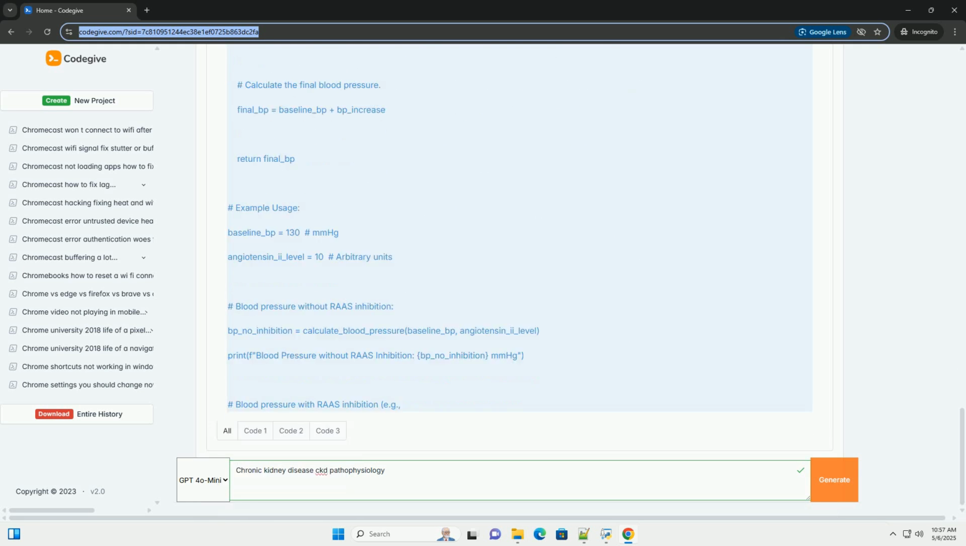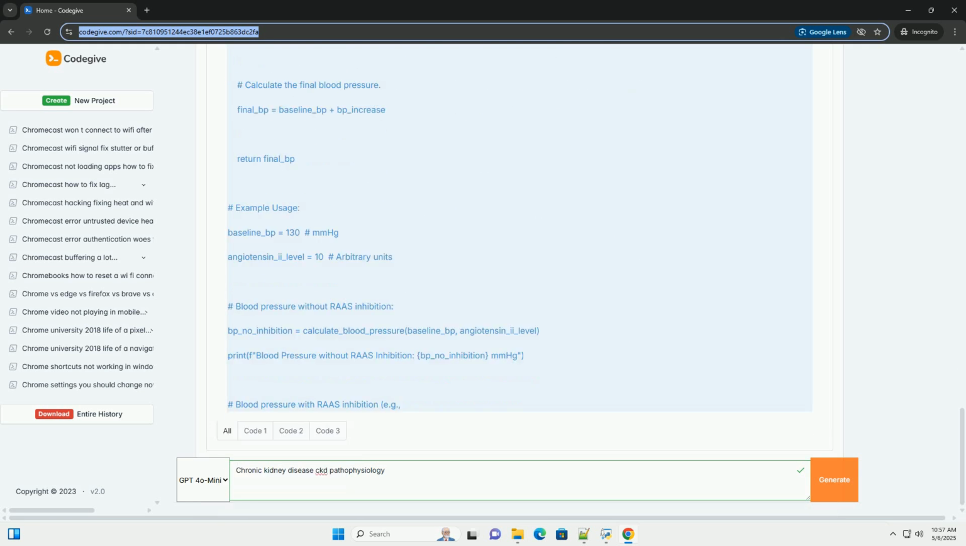6. Activation of the renin-angiotensin-aldosterone system, RAAS. RAAS activation: RAAS is a hormone system that regulates blood pressure and fluid balance. In CKD, RAAS is often inappropriately activated. Angiotensin II effects: angiotensin II, a key hormone in the RAAS, has several detrimental effects on the kidneys.